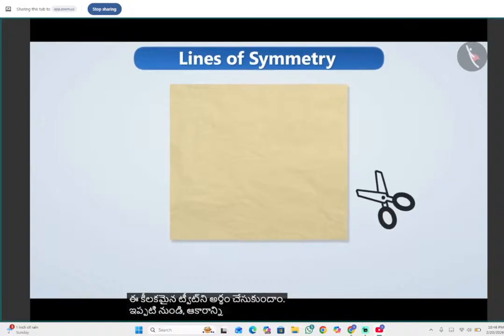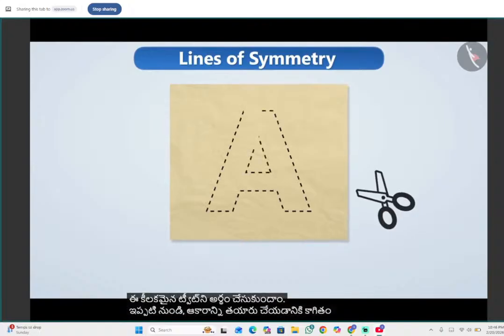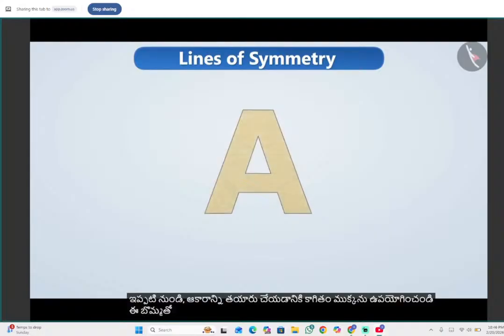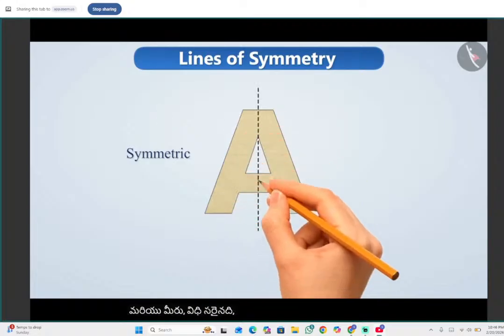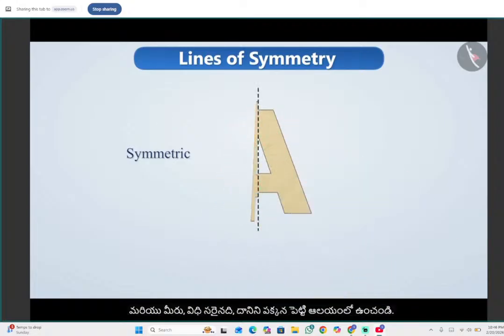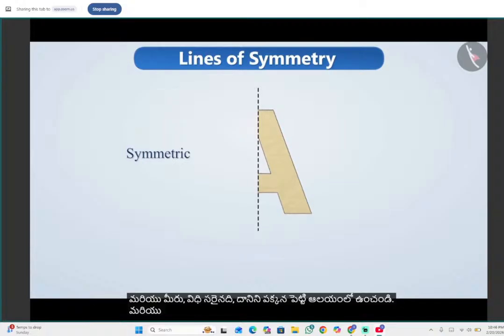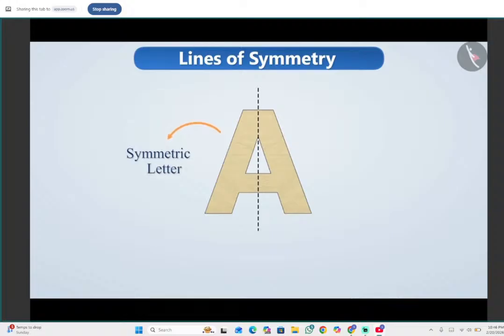Take a piece of paper. Using scissors, cut the shape of the English alphabet A from it. Can you tell whether this figure is symmetric or not? Think for a while. Absolutely correct. If we keep the left half of it on the right half, then they are seen to overlap each other perfectly. This shows that they are reflections of each other. Therefore, we can say that the letter A is a symmetric letter.